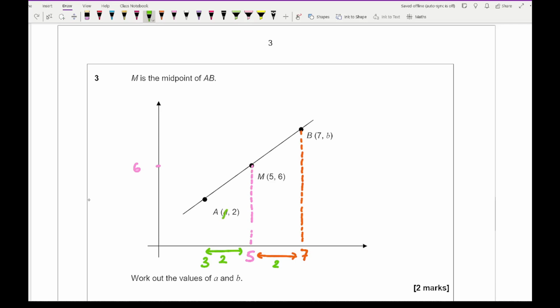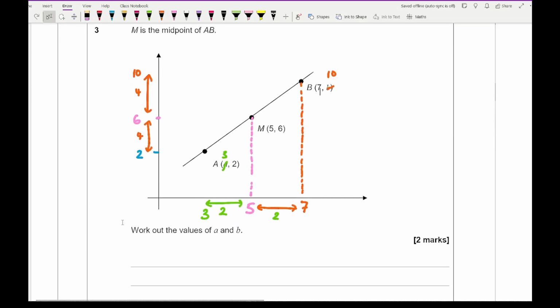So a equals 3. And then to work out b, the y ordinate of A is 2, so the distance between these two is going to be 4. Then if I add 4 to 6, that gives me 10. So b equals 10. So a equals 3 and b equals 10.